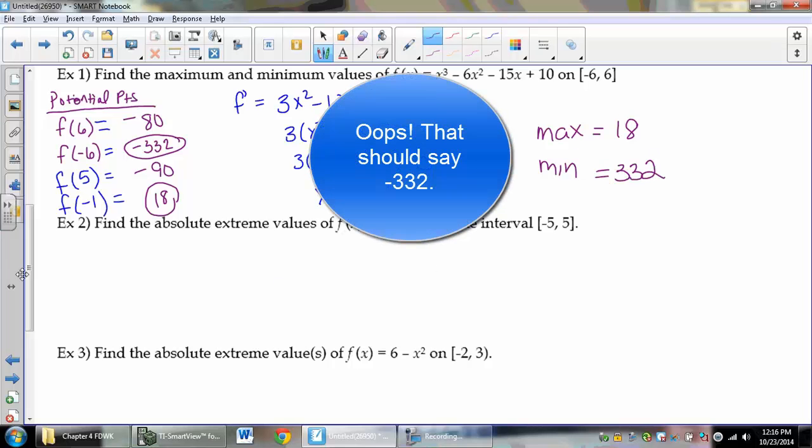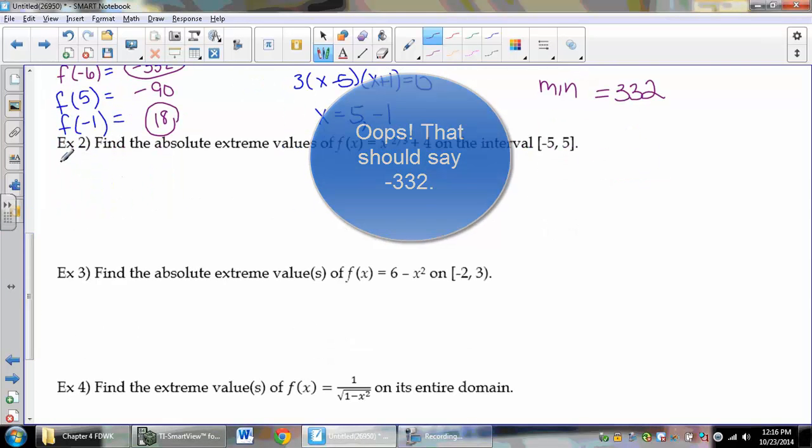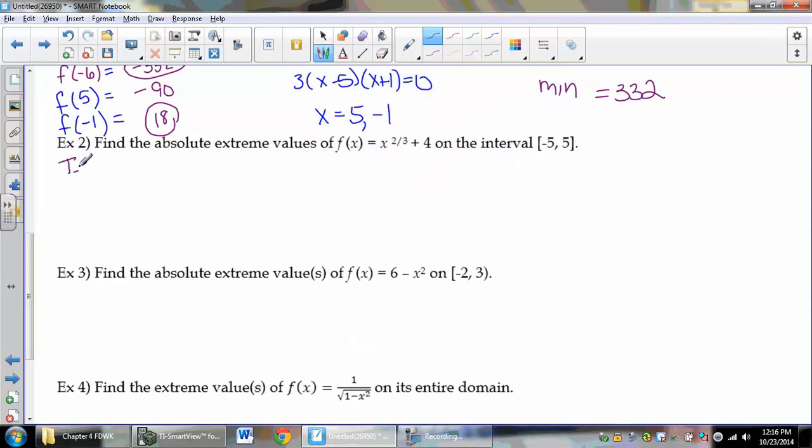Okay? So moving on, example 2, same process. I'm going to put my test points over here. Find the absolute extreme values of this function on the interval from negative 5 to 5. So I need to test f of 5. I need to test f of negative 5.